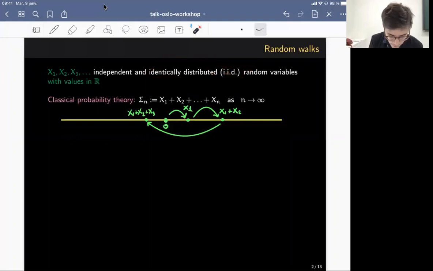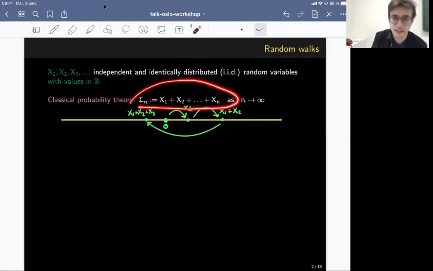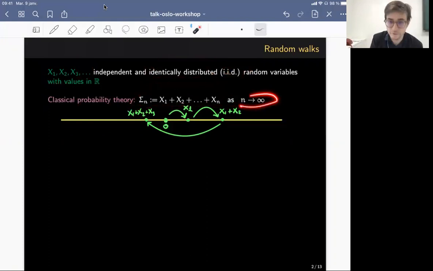And then the main theme of classical probability theory is to describe sums of this type. We take the sum from x1 up to xn, where at each step we take one of these random variables, and then study what is the behavior when n goes to infinity.